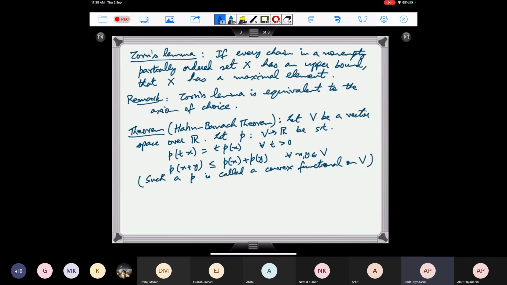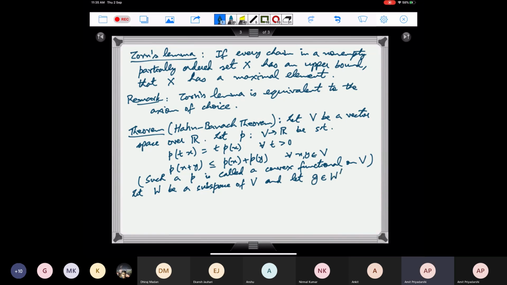So later we will use it for norms to get the Hahn-Banach extension theorem. But right now what we are saying is that we have any real vector space and P is a convex functional on V. And suppose W is a subspace of V, and let G belong to W prime.